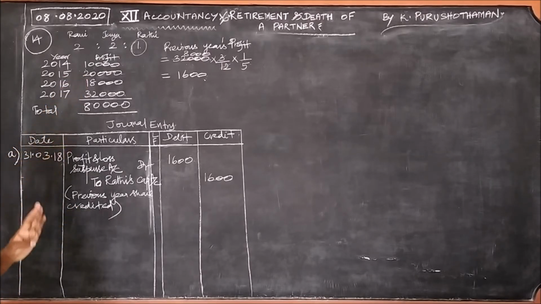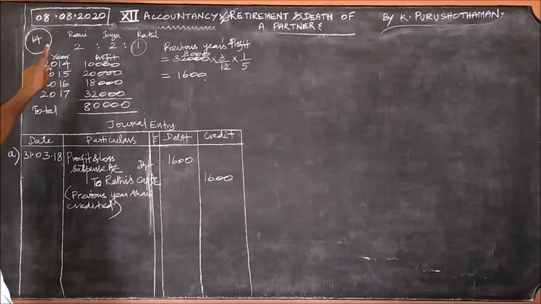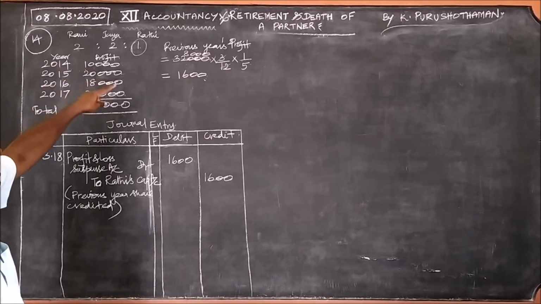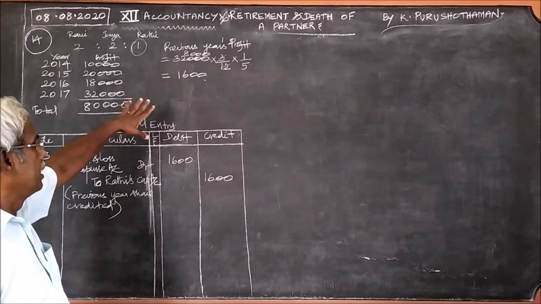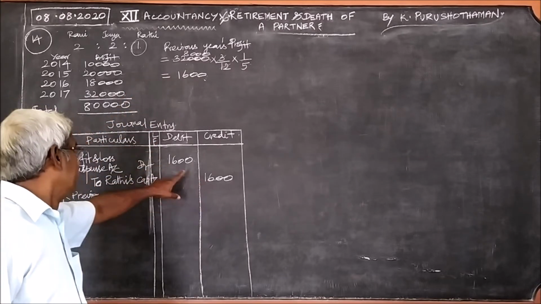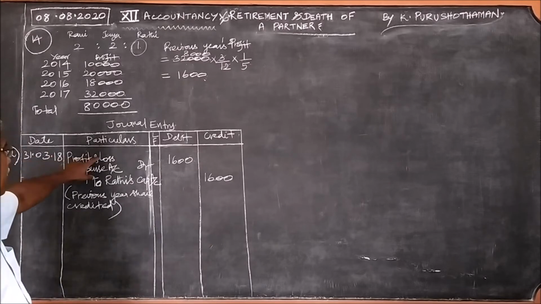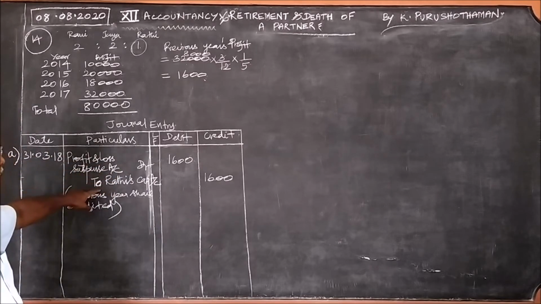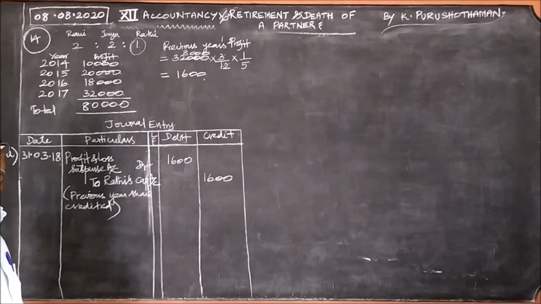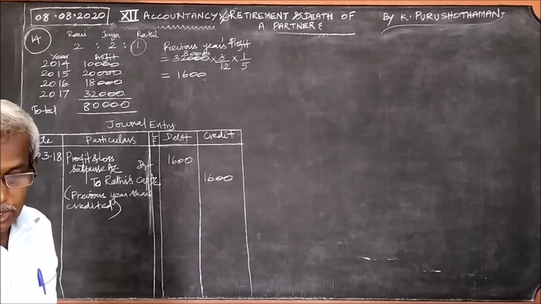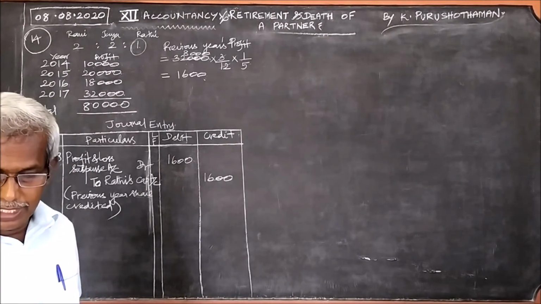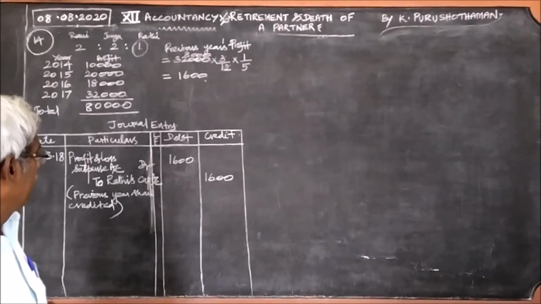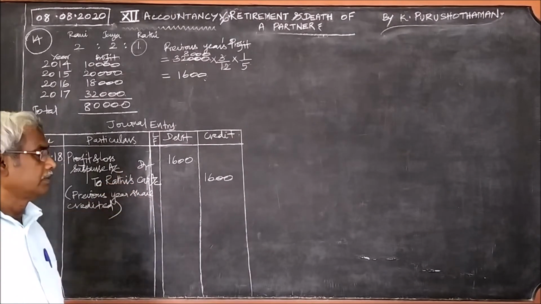Therefore 3/12. And what is her share? 2:2:1, that is 1/5 is her share. If you simplify all these numbers, you will get 1,600. Here what you should write: profit and loss suspense account debit to Radhi's capital account. This is what we should write. Because the condition given here is capitals are fluctuating, that is why we are writing capital account.